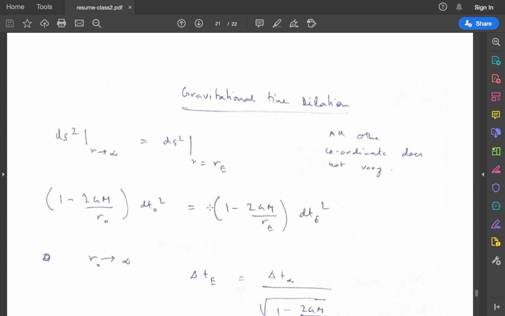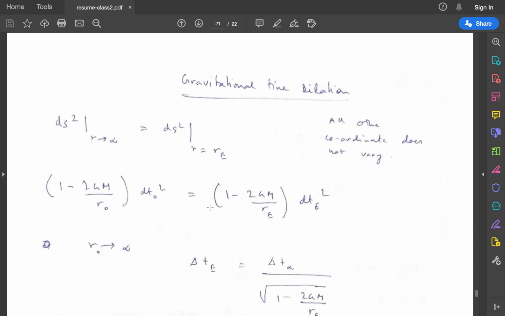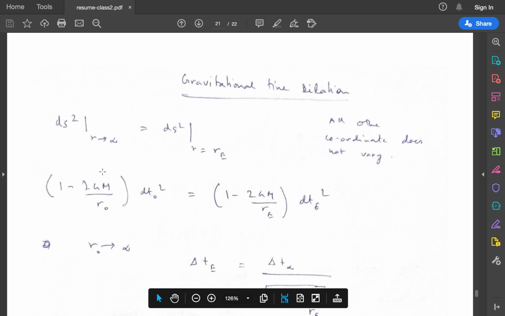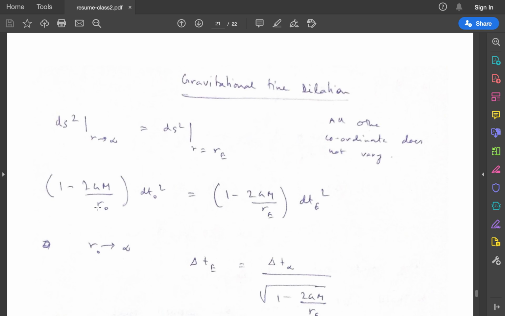Another way of looking into this effect of GR is gravitational time dilation. Let us say that the line elements ds squared are the same for r going to infinity and for r equal to 0. All of the other coordinates do not vary. We are only seeing the change in time; r, theta and phi are fixed. So what we have is 1 minus 2GM by r0 dt0 squared, and this is very near the Earth, on the Earth's surface.